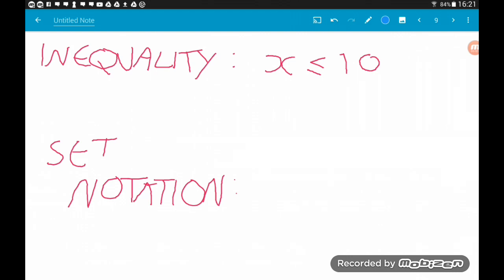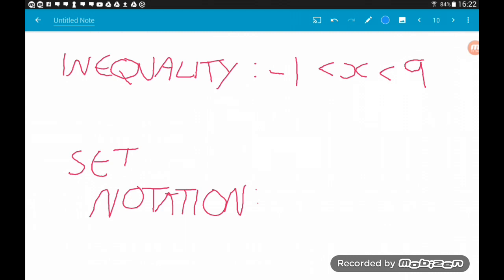Example 2. x is less than or equal to 10. Again, a nice simple one. In set notation, let's get our bracket out. x, colon, and then just the inequality: x is less than or equal to 10. We read that as x is such that x is less than or equal to 10.